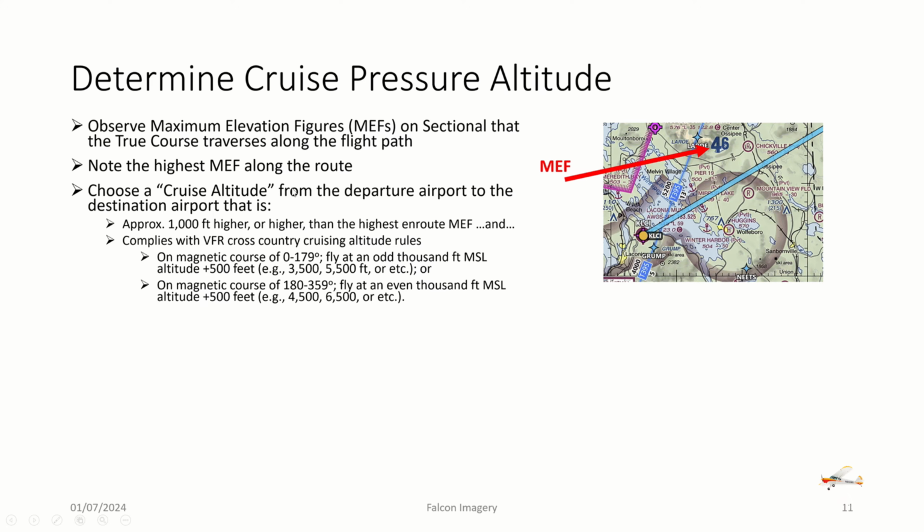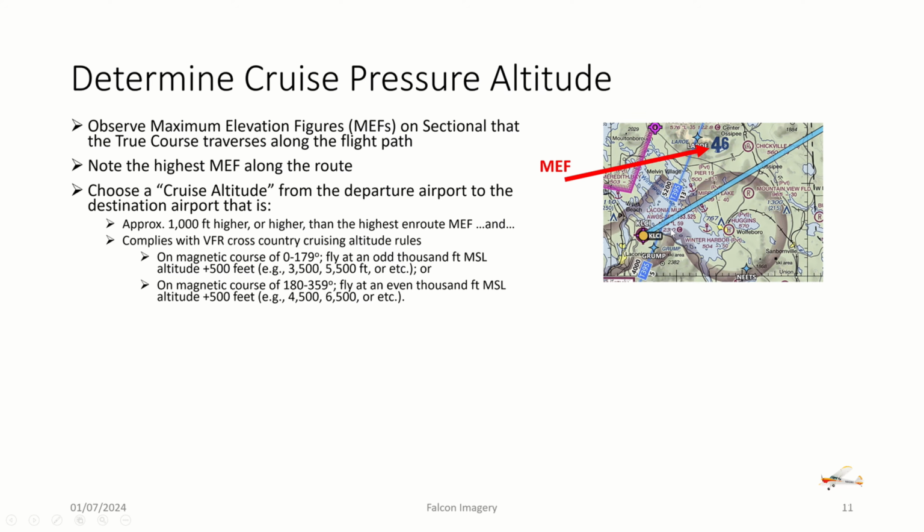We want to choose a cruise altitude to fly from the departure airport to the destination airport that is approximately 1,000 feet higher, or preferably higher, than the highest en route MEF, and that also complies with the VFR cross-country cruising altitude rules. If you're flying on a magnetic course heading of 0 to 179, you want to fly at an odd altitude of 1,000 feet plus another 500 feet. So you'd be flying at something like 3,500 feet or 5,500 feet along the route of flight.